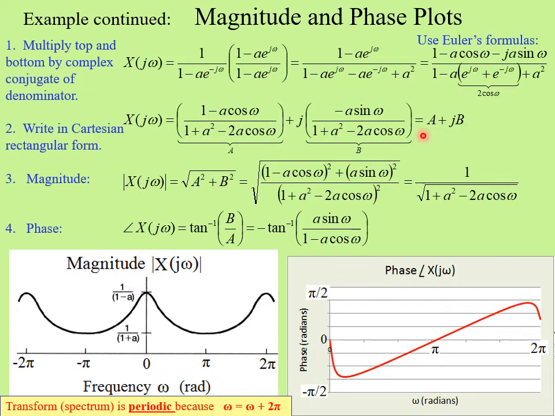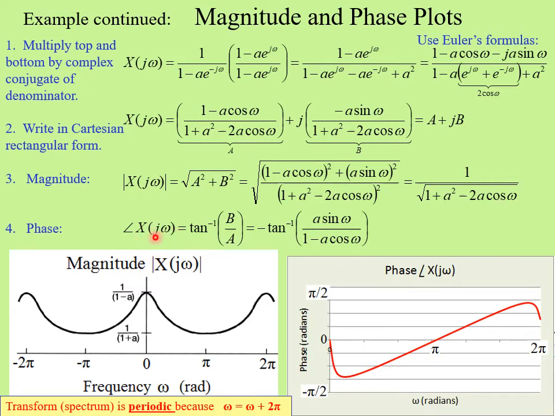And to find the magnitude of this quantity, remember we just use the Pythagorean theorem. The magnitude of x is equal to the square root of a squared plus b squared. So when you square all this and add it to the square of all of this, it becomes all of this stuff inside the square root sign, which I won't read. And this all simplifies down to this expression here: 1 over the square root of 1 plus a squared minus 2a cosine of omega.